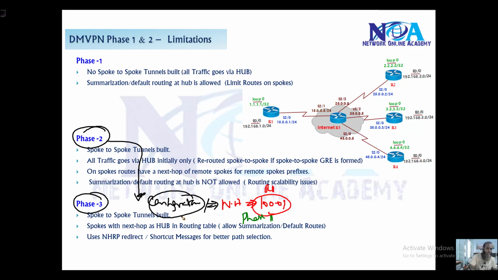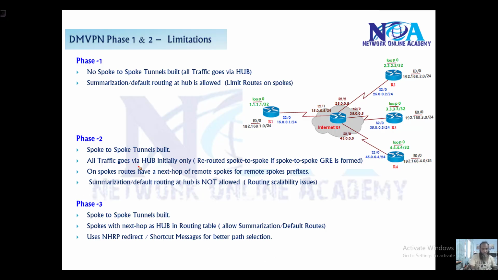So if I say configuration wise, we'll be using exactly phase 2 configurations. But in terms of routing optimizations, we can get the same benefit as a phase 1. Routing optimizations, we can summarize, or we can have some default routes, same like phase 1. But we can have a full mesh tunnels just like a phase 2. So this is something possible in the phase 3.